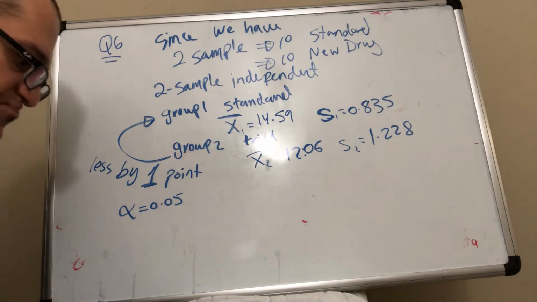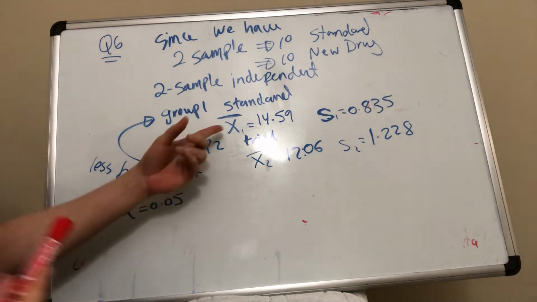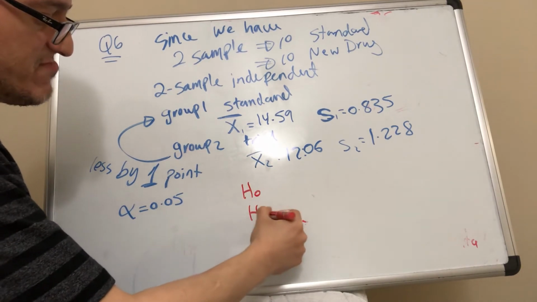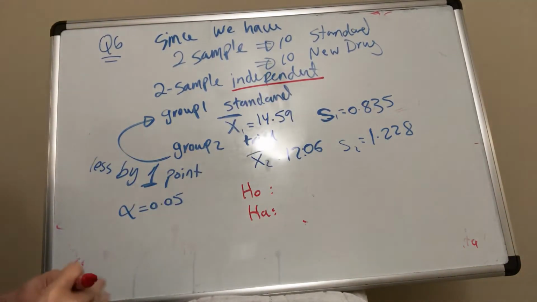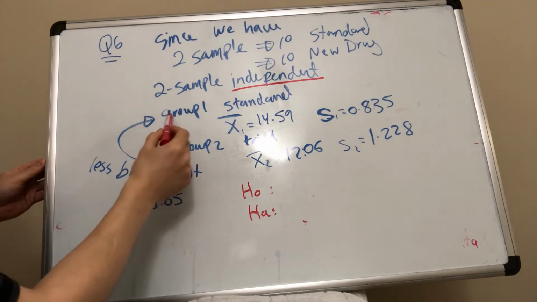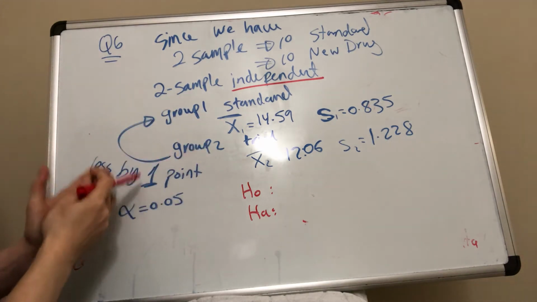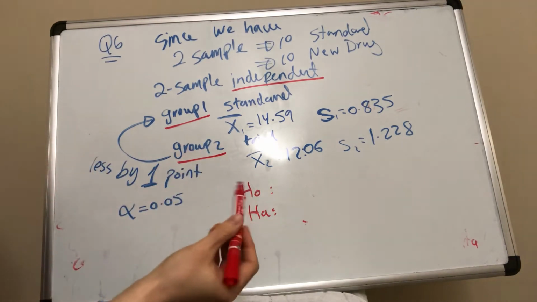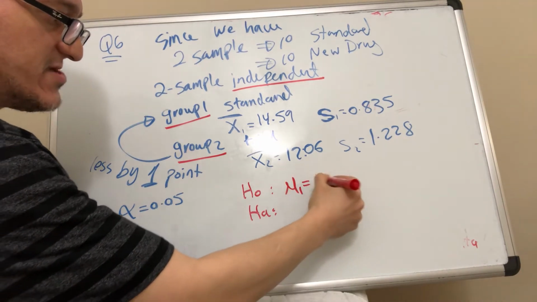Okay. Now, since we call the standard group number 1, and remember, this is an independent system. So if this is group number 1, you know group 2 must be less than group 1 by 1 point, or group 1 must be more than this by 1 point. So you could do it this way. H0 for an independent system, they just equal each other.